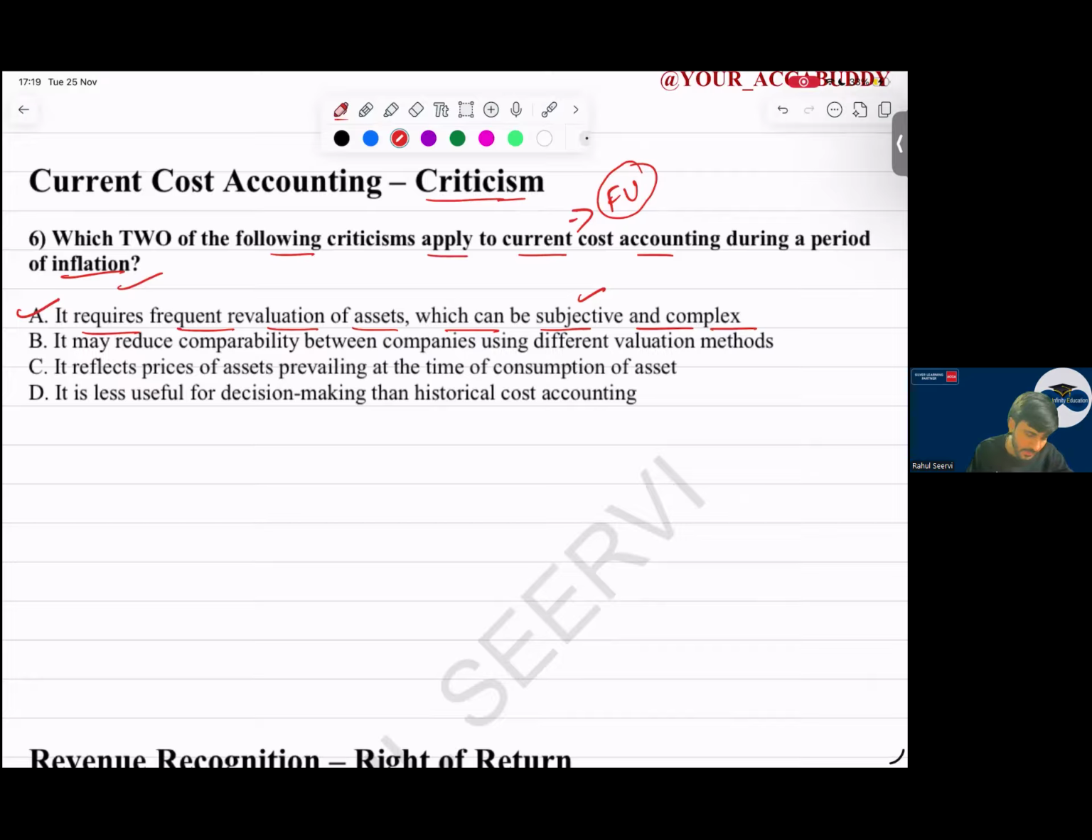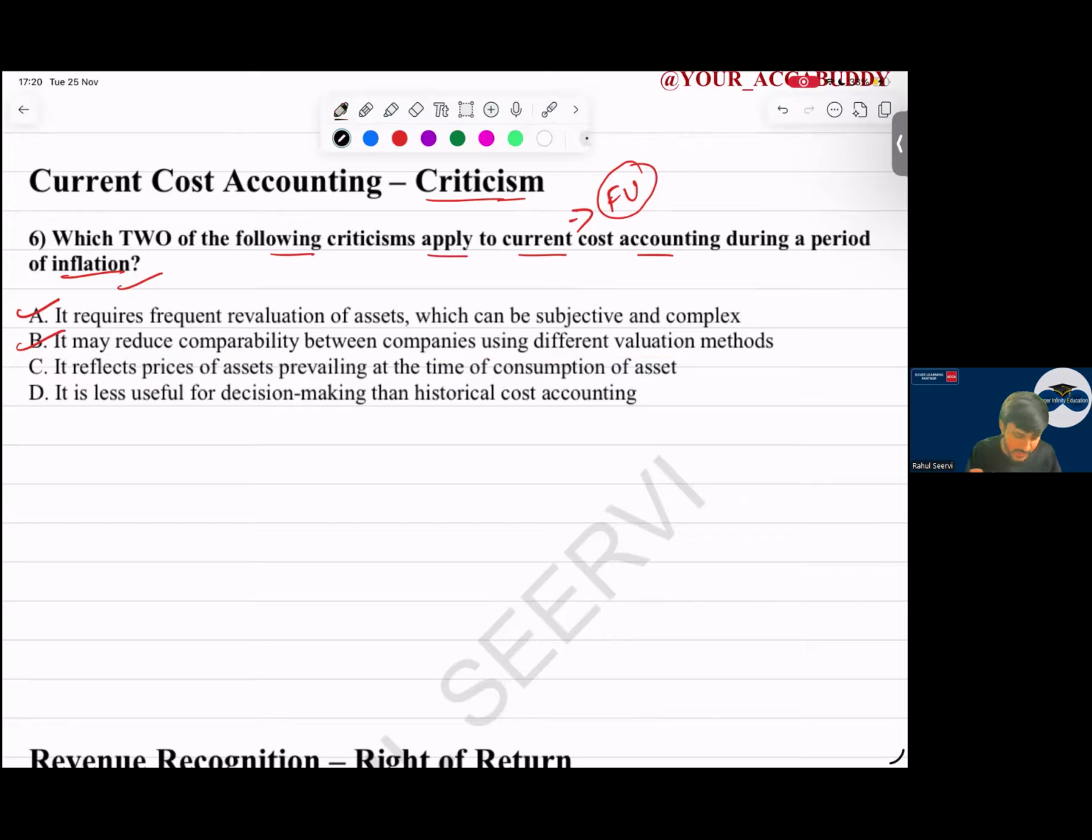Then it may reduce comparability between companies using different valuation methods. Yes, it is true. Yes or no? One company is following historic cost, one company is following current cost. Will you be able to compare the financial statements? We can't. So it is a problem. It is a criticism that if one company is following historic cost and another current cost, we can't compare. Yes, sir. Then these two are the answers, A and B.